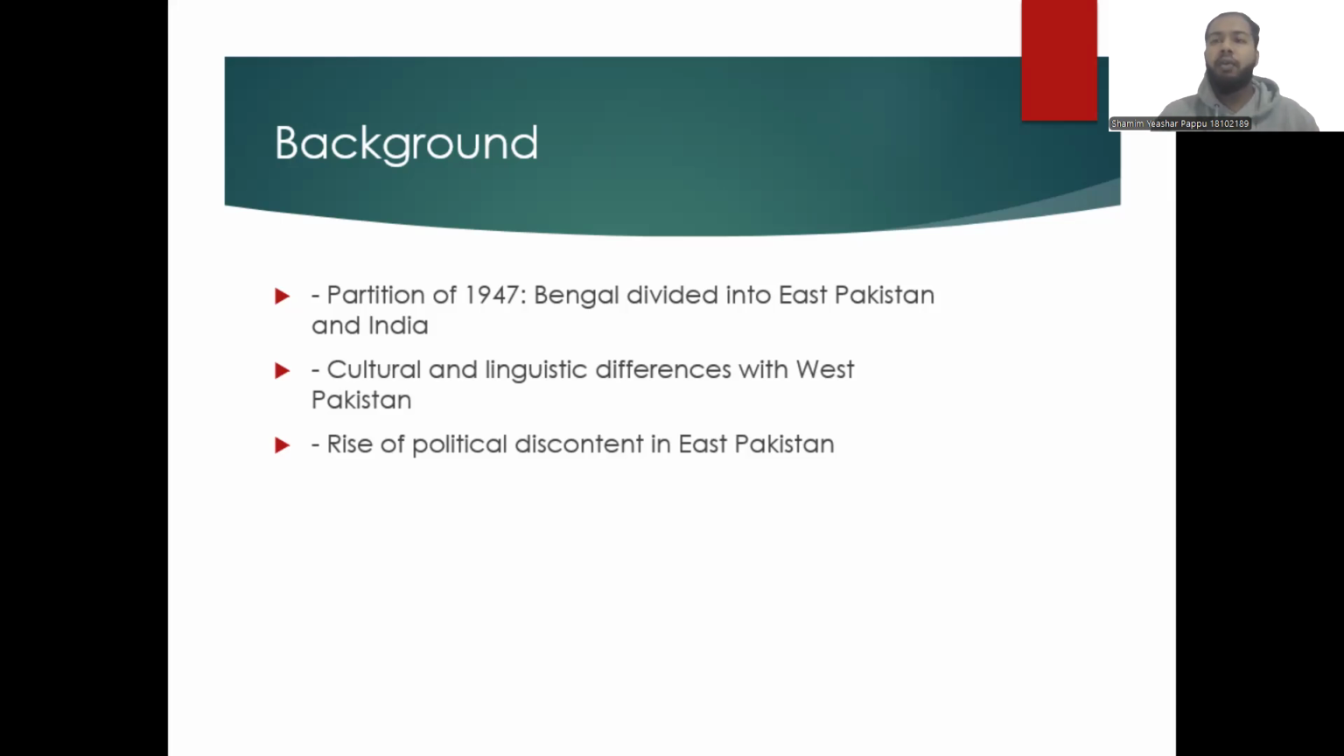After that, there was a rise of political disconnect in East Pakistan. Between West Pakistan and East Pakistan there was a big, long distance gap. The West Pakistanis ruled our East Pakistan, which is now the independent country of Bangladesh. Between the two regions, which were called one nation, people, language barriers and different kinds of limitations created the political disconnect.